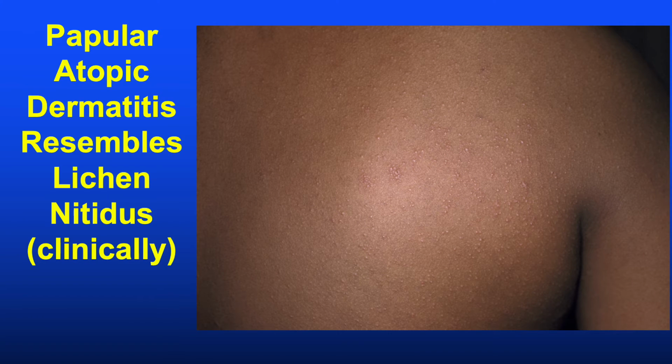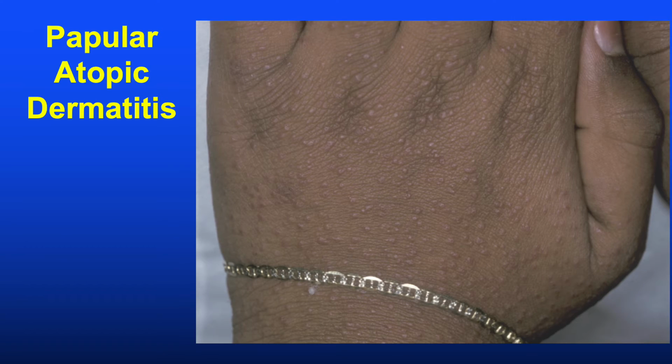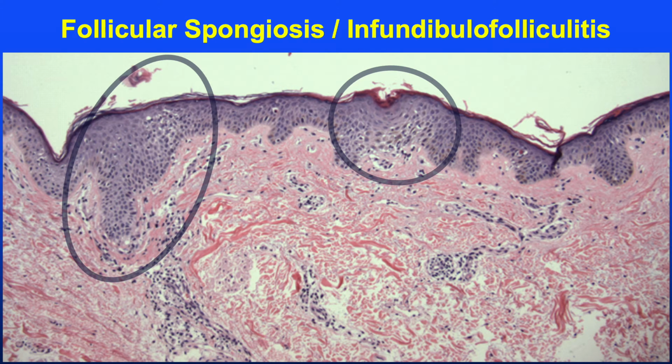Papular eczema tends to most closely resemble lichen nitidus, which is not a spongiotic disorder. That falls under the lichenoid and/or granulomatous classifications. Numerous tiny pinpoint papules, correlating histologically to spongiosis localized to hair follicles, specifically the upper portion of hair follicles known as the infundibulum, so infundibular follicular spongiosis, and the term infundibulofolliculitis is sometimes used.